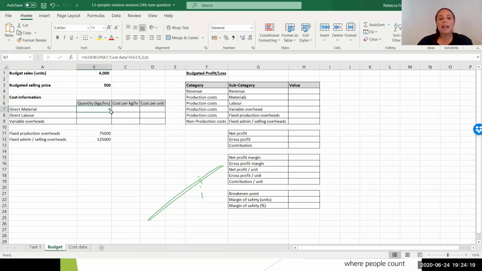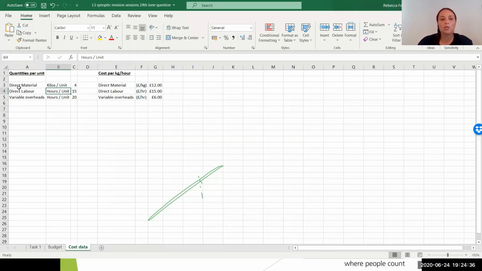Now, if I wanted to drag that down, I couldn't do it. Some people have mentioned this already in the box. If I drag this down, it's going to move A3 to A4 and C5 to C6, and I don't want to do that. I don't want to drag it down. I want that box, that table, to stay the same.